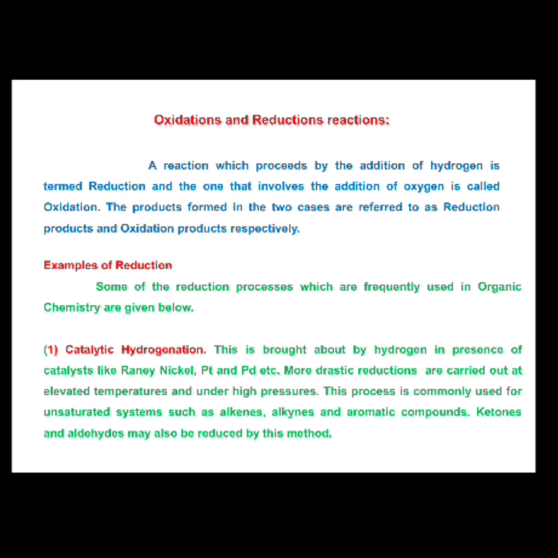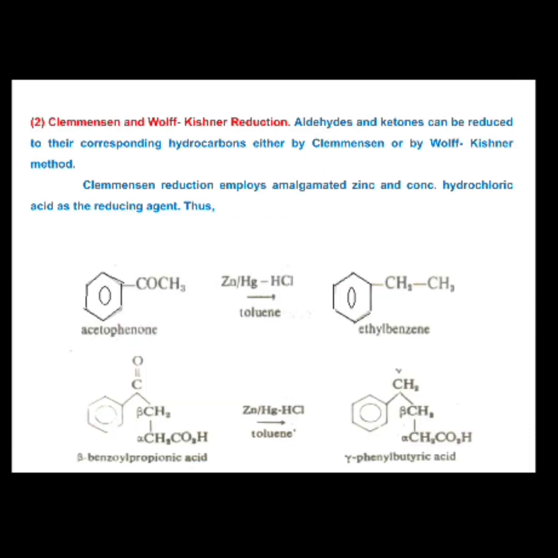First is the example for reduction reaction. And this first one is catalytic hydrogenation. That is, a metal will be used as a catalyst. That is, particularly Raney nickel, platinum and palladium will do the drastic reductions, and these reactions are carried out at elevated temperatures and high pressures. So commonly unsaturated systems like alkenes, alkynes and aromatic compounds can be hydrogenated using this method, and then ketones and aldehydes also can be reduced by this method.